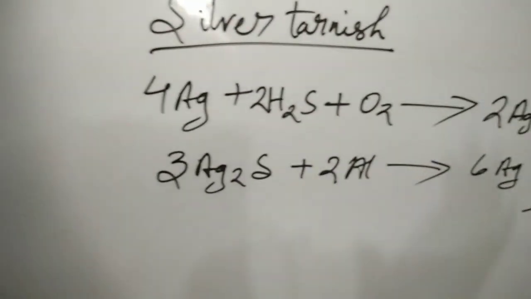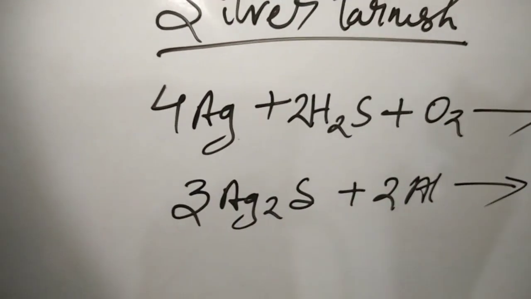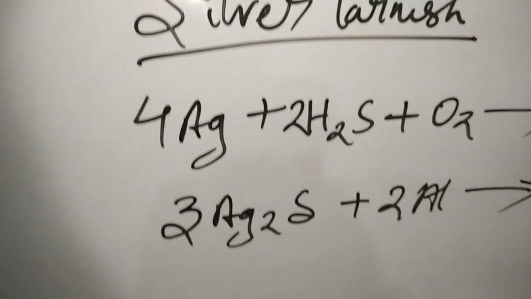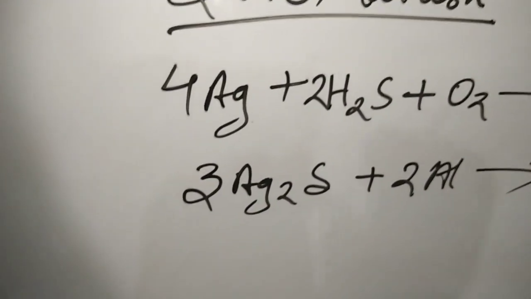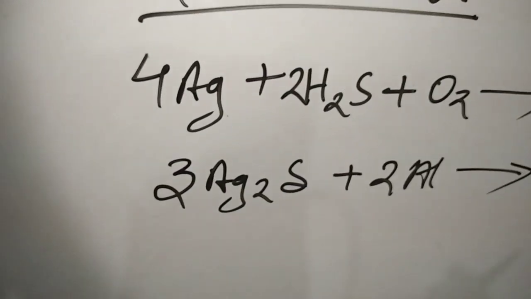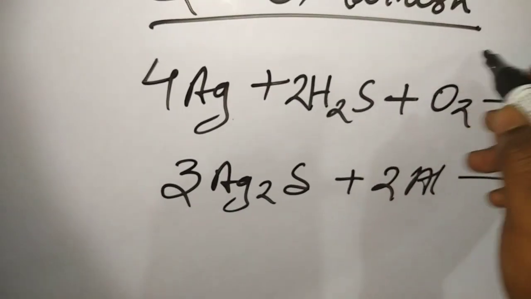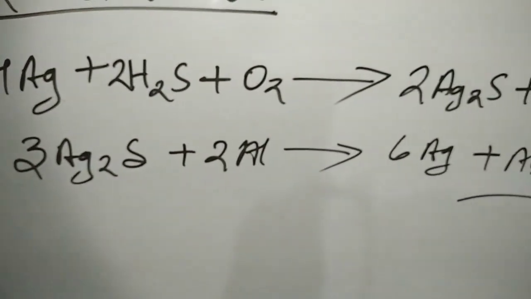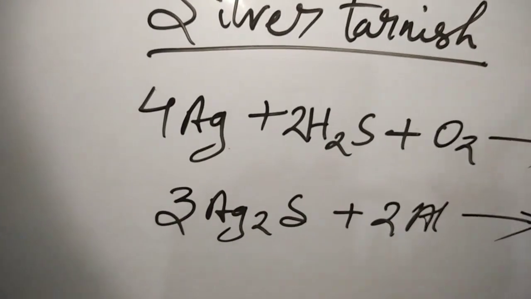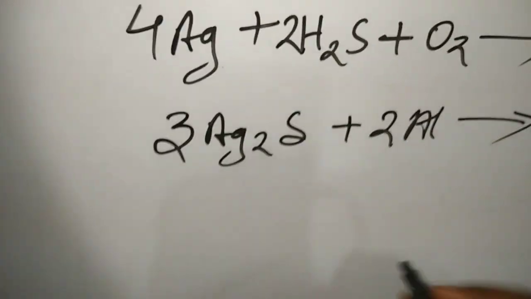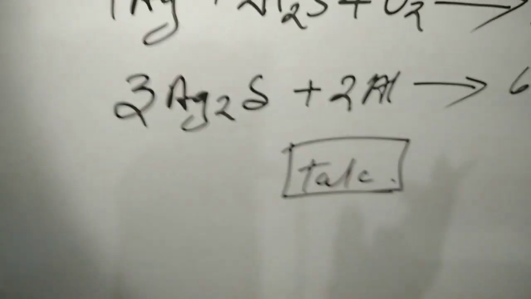To keep the silver safe from becoming silver tarnish, we should always keep the silver items in the powder. Okay students, then only it will not react with oxygen and H2S to form Ag2S. Okay students, understand? Try to keep the silver items in the powder, means the talcum, talc we use in the daily basis, that talc only, nothing else.